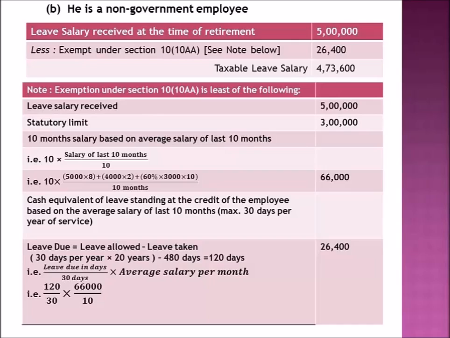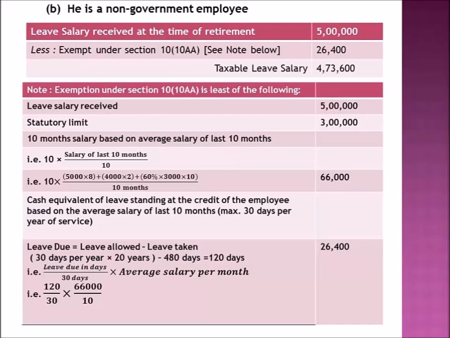So for 2 months he received 4,000, and for the remaining 8 months he received 5,000. So we multiply 5,000 into 8 and 4,000 into 2 and sum up to get the basic pay for 10 months, and in that we add up the DA forming part of the salary, that is DA for retirement benefits for 10 months. DA was 3,000 and 60% forms part of retirement benefits. So 3,000 into 60% for 10 months.